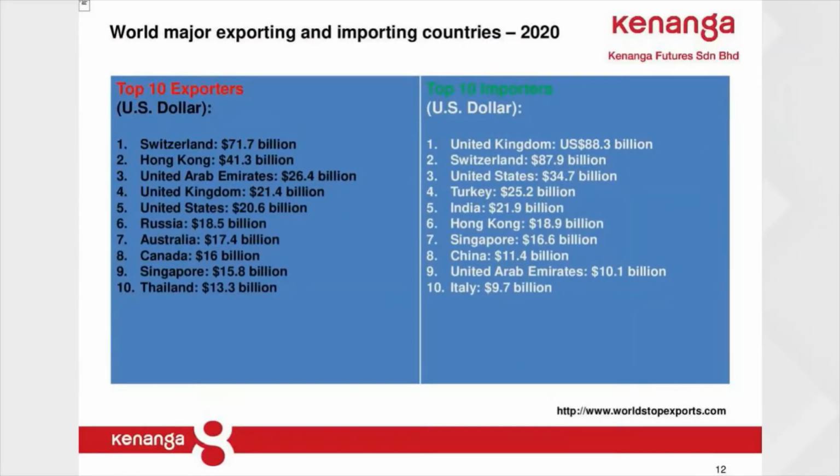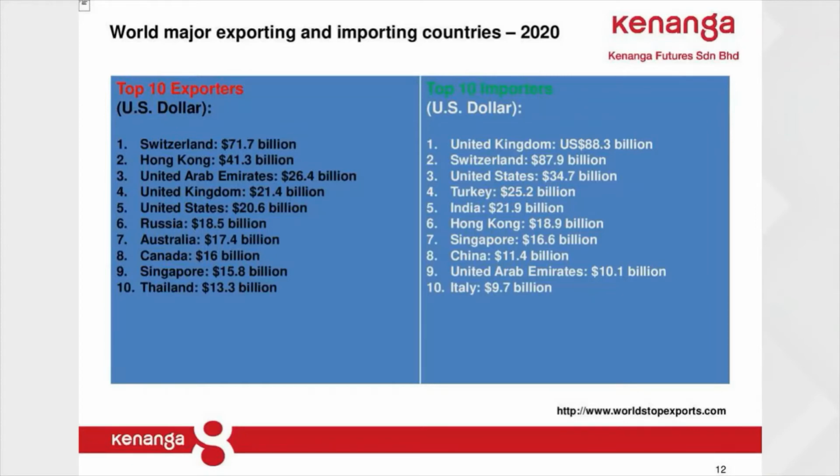And of course, when we talk about gold, the supply and demand, right? These are the top exporters and importers in terms of gold consumption. As we can see, on the exporter side, Switzerland, Hong Kong, and UAE are the top three, and of course the importers are UK, Switzerland, and United States.